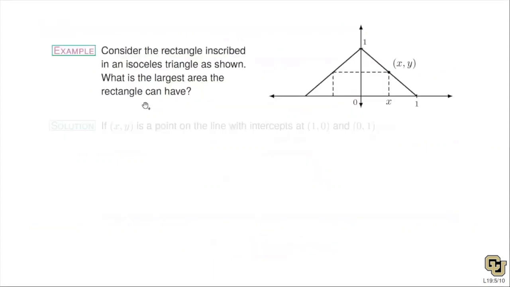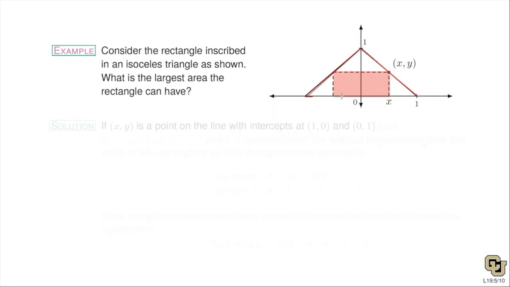So this next problem is a little more complicated than the previous problem, but hopefully you'll start to see the pattern of what's happening here, the thought process. It says, consider the rectangle inscribed in an isosceles triangle as shown. So here's the rectangle and it's inscribed. What that means is one corner has to be on this one side of the triangle and this other corner has to be on that side of the triangle.